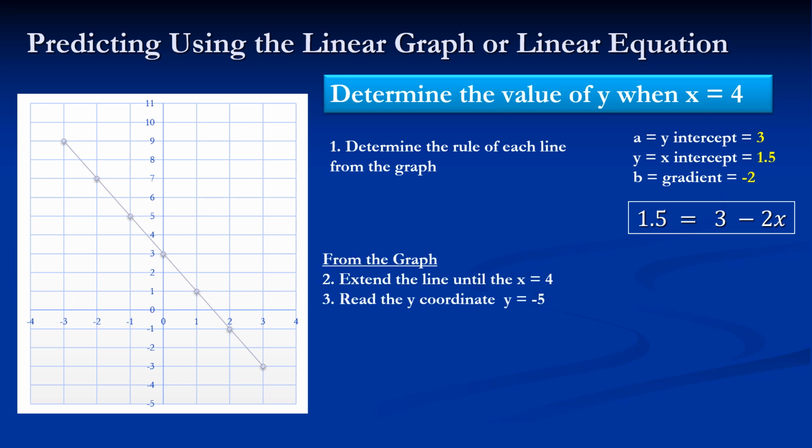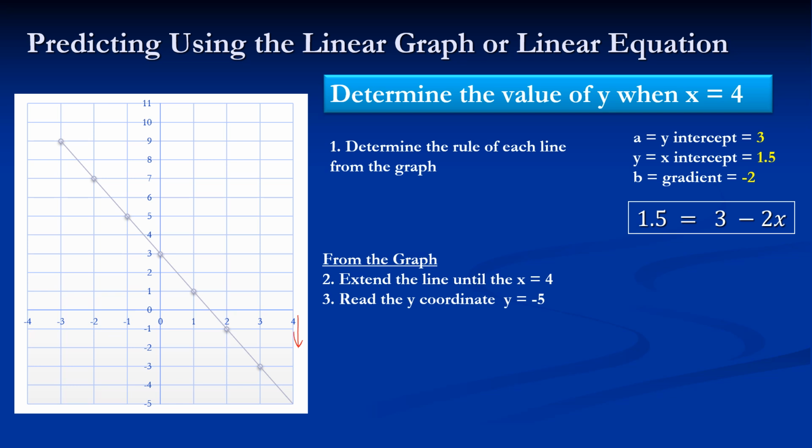So from the graph, all we need to do once we've written the graph is just to extend the line until x equals 4. So we just need to continue it along down here, and then we'll read the coordinate. In that case, when x equals 4, y will equal -5.